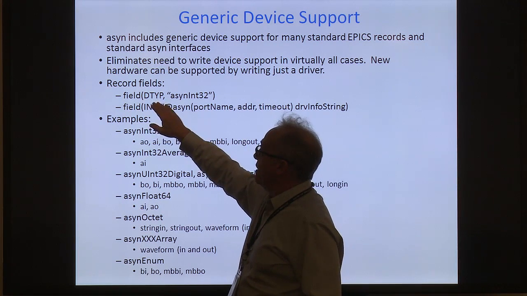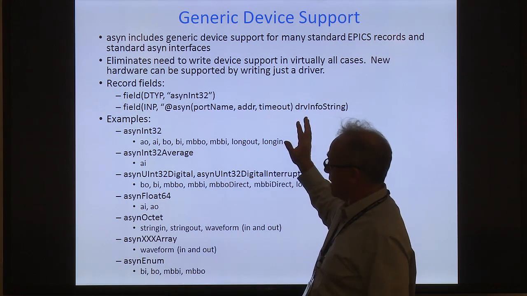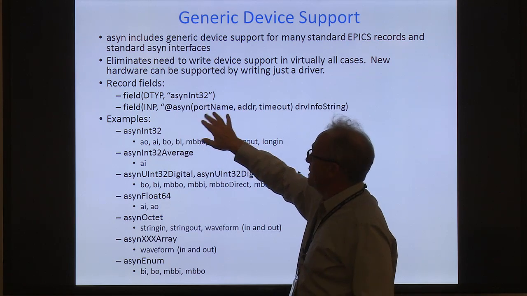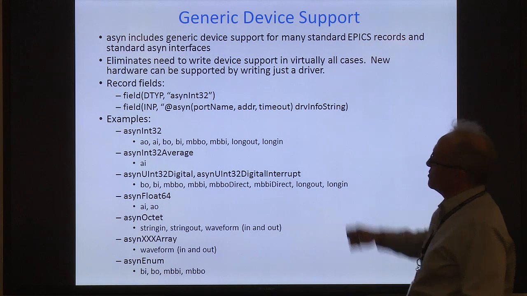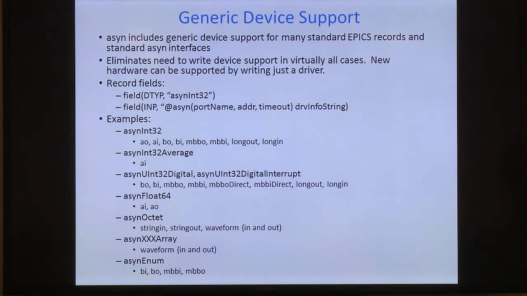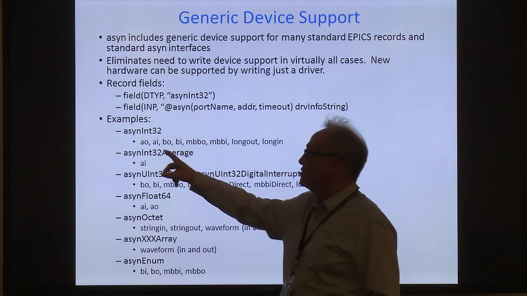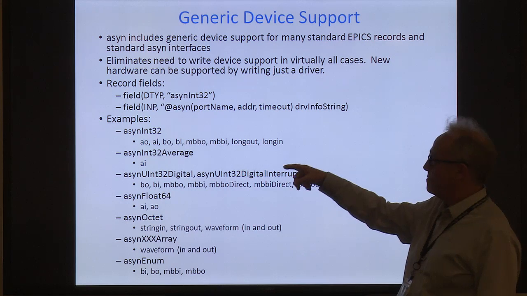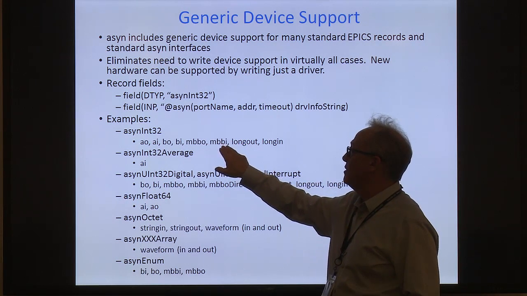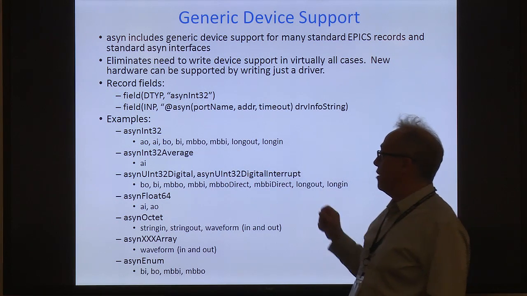So in your database, you say the device type is asynInt32, for example, and the input field is where you give it the name of the port, the address, and the timeout, and then some string that identifies what parameter this particular record is connected to. On the int32 interface, there's support for AI, analog input, analog output, binary input, multi-bit binary output, multi-bit binary input. These are like menus, long out and long in.